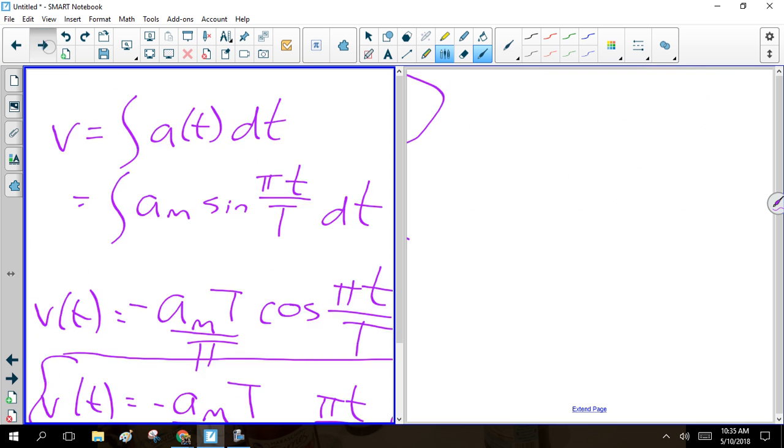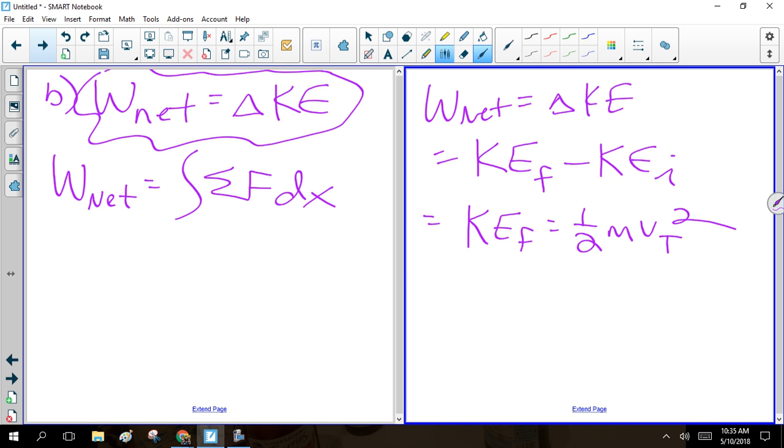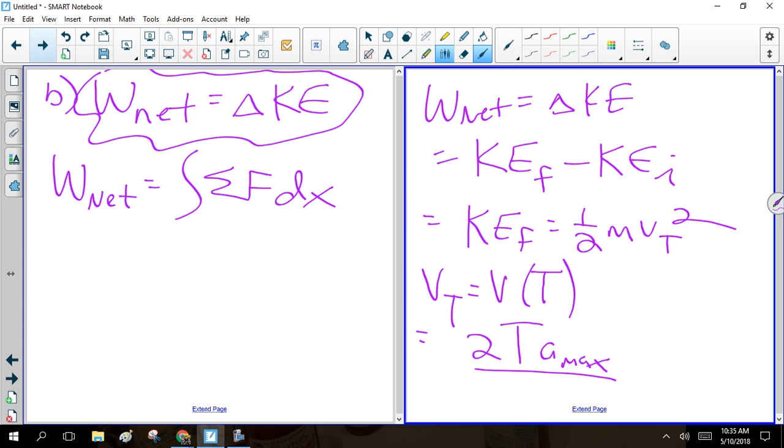Cool. So Vt equals the velocity at time T, which is 2a. So if you solve that, it gives you 2 T a max over pi. So that's our terminal velocity. So plug that in up here and it gives you your work.